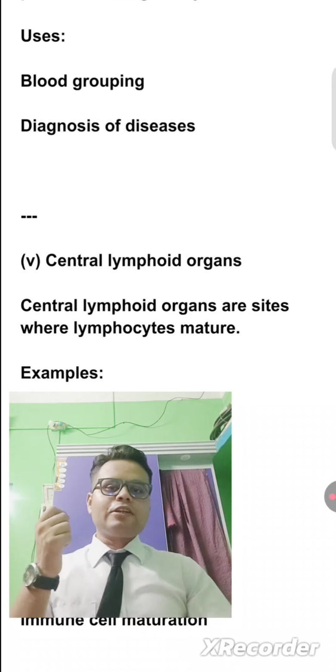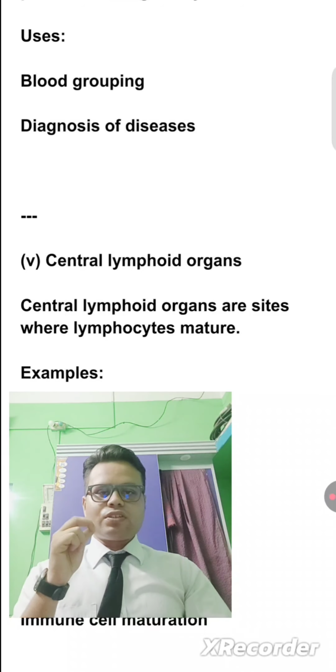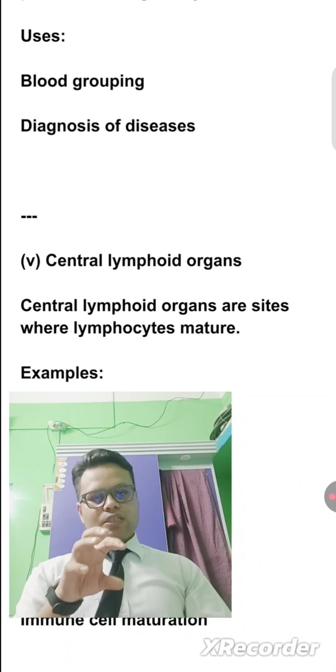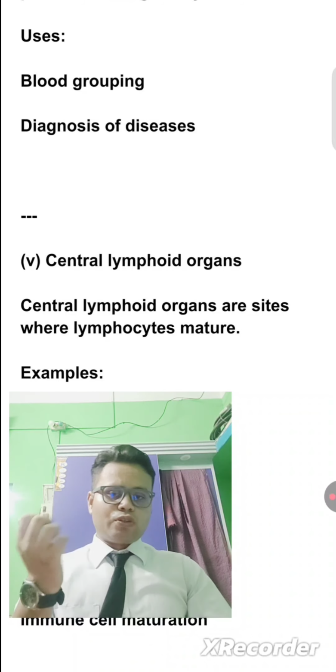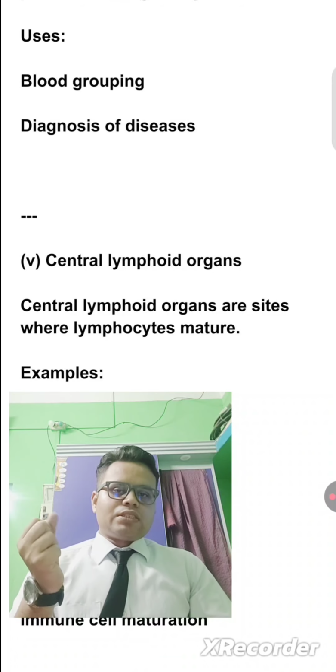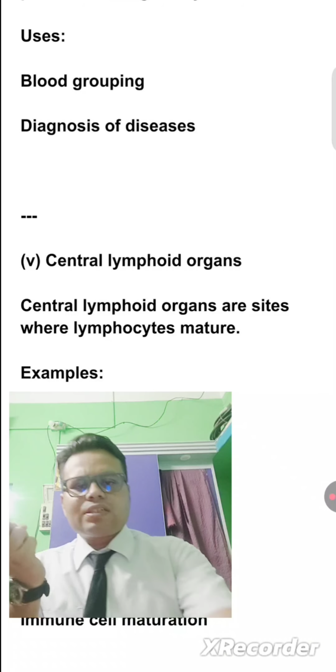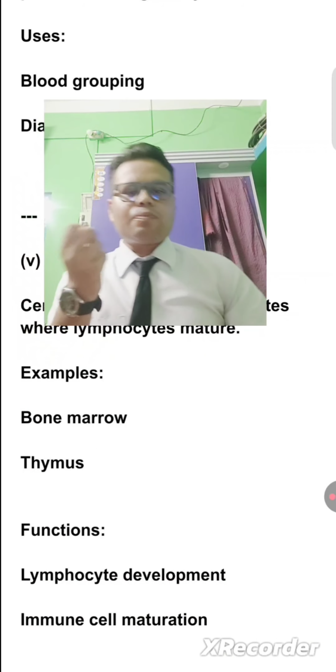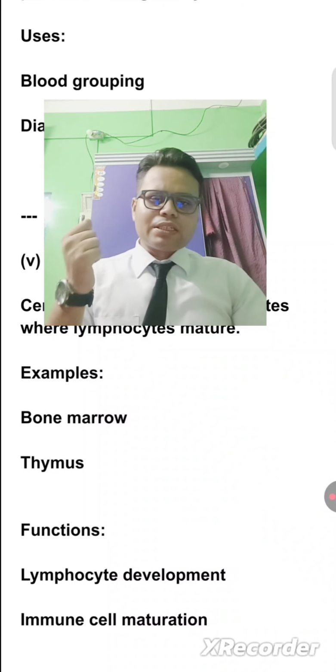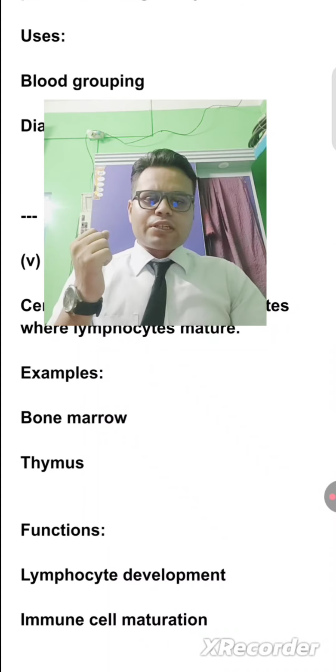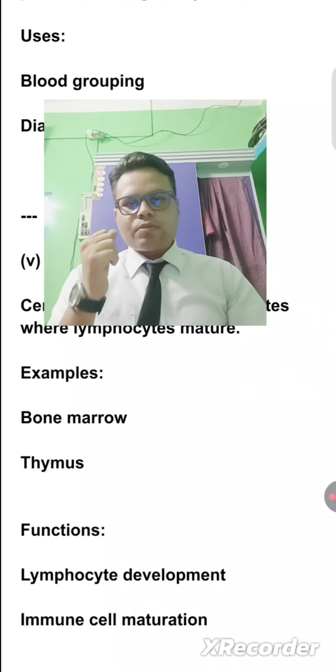After that, central lymphoid organs. The central lymphoid organs are the sites where lymphocytes mature. Example, bone marrow, thymus. And the function is very clear, class: lymphocyte development, first, and second, immune cell maturation come under it.